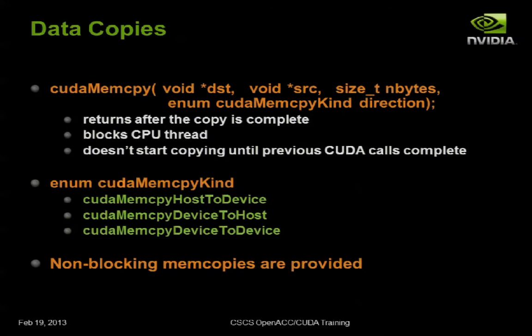Data copies. Once you've allocated memory, you can move data from the host to the GPU or the other way around. The main call for that is cudaMemcpy, where you provide the destination pointer and the source pointer of your data, the amount of data you want to move around, and the direction that this transfer has to go. Host to device, device to host, device to device, or host to host are options as well.